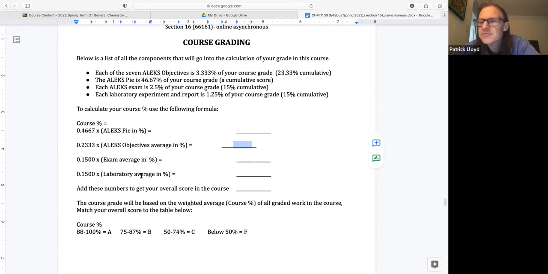And then your lab average. So you're going to have these lab reports and just write your scores in there. 0.15 times the average of those, put that in there, and then add them all together, and that'll give you an overall percentage. So you can pretty much do it at any point once you start turning in work.